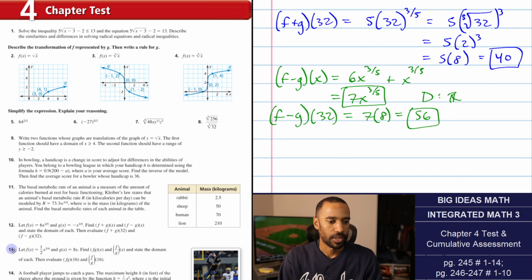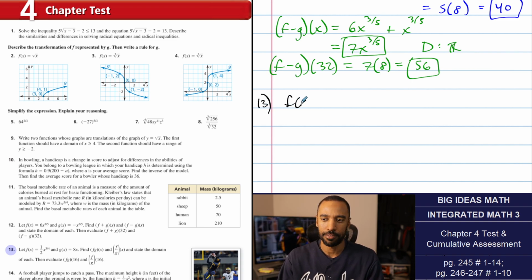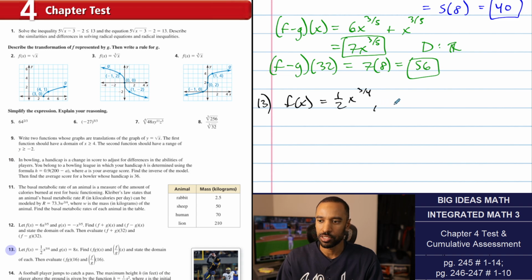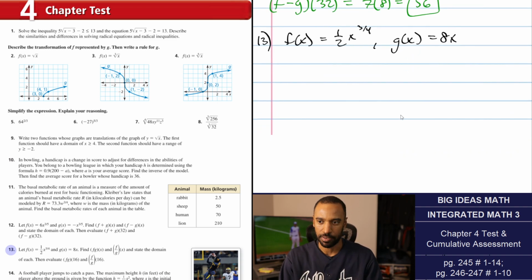Number 13, let f of x equal 1/2 times x to the 3/4 power. So it's the same stuff, only now we're going to do multiplication and division. Let g of x equal 8x. That one's linear. They say find f times g of x and f divided by g of x and state the domain of each.